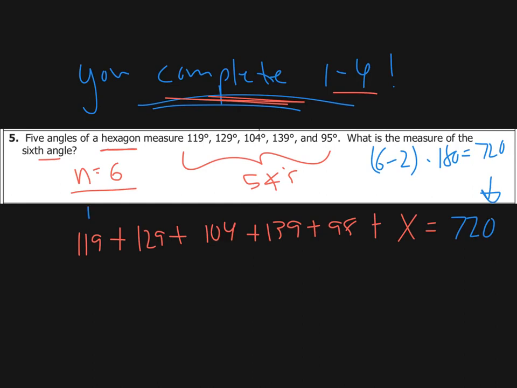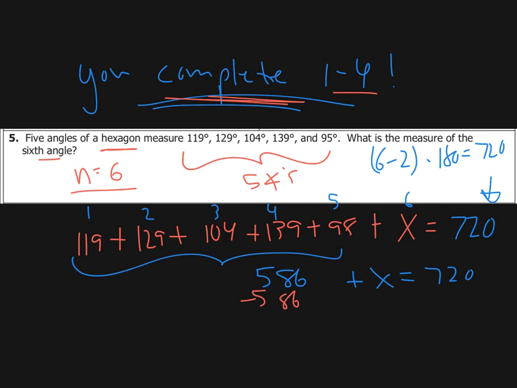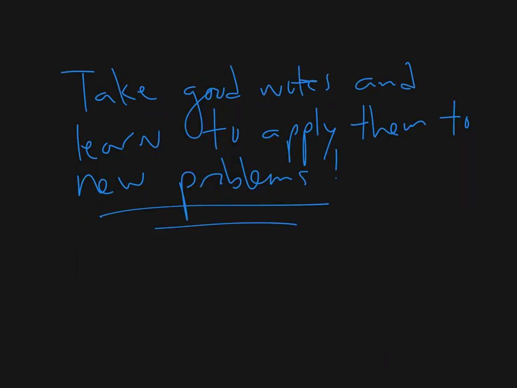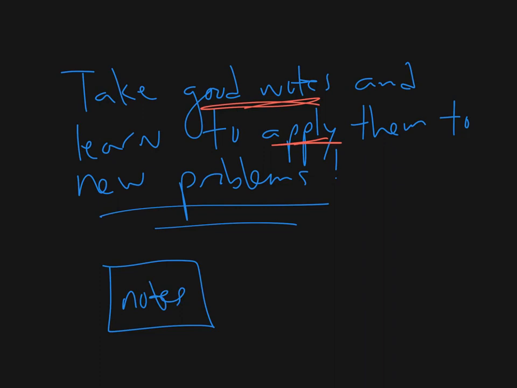So I got 1, 2, 3, 4, 5, 6 angles. Now I'm going to combine like terms and finish this one up really nice and sweet. You should have gotten 586. I'll subtract 586 from both sides, and I'll get a final answer of x equals 134 degrees. And that is the measure of that last angle. Piece of cake. Find the sum, take what you got, subtract it from the sum, and you'll get what's left, that single angle.